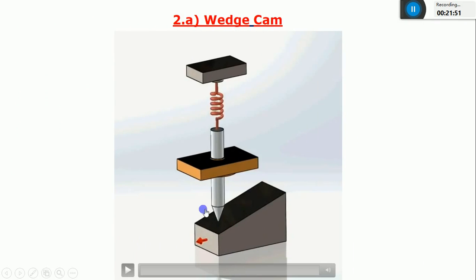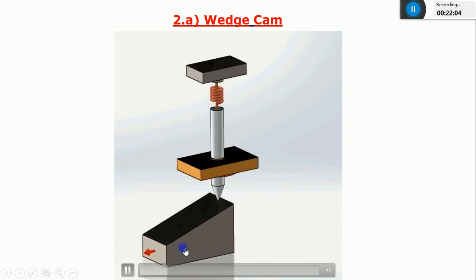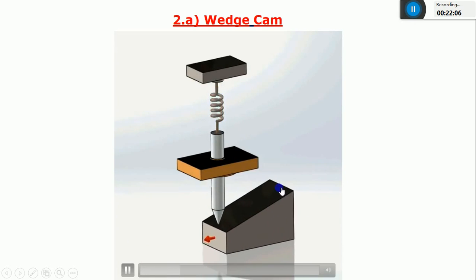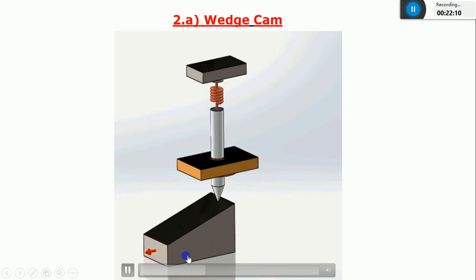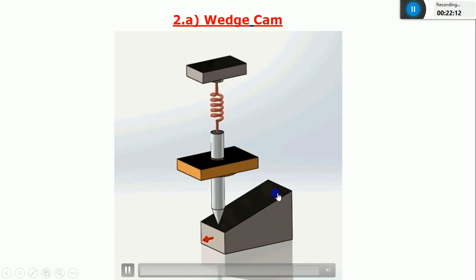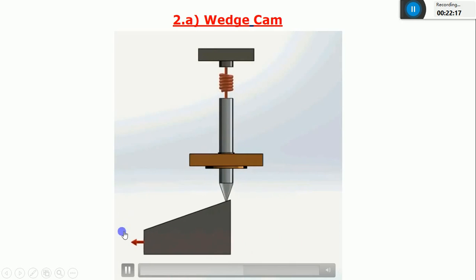First I'll show the animation so that we can visualize the kind of motion the cam has and the kind of follower it has. You can see in the animation the shape of the cam is in the form of a wedge. It means the bottom portion of the cam is perfectly flat and the top portion of the cam is inclined. So I can call this a wedge shape.